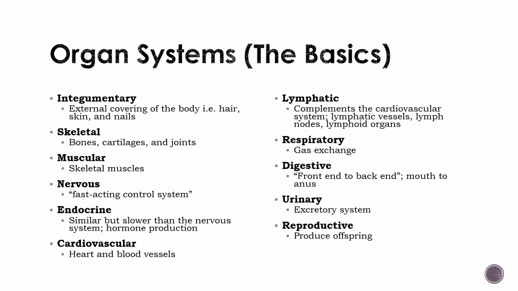The lymphatic system. It complements the cardiovascular system, made up of lymphatic vessels, lymph nodes, and lymphoid organs. So lymphoid organs would be things like your spleen, your tonsils. Sometimes fluid leaks from the blood vessels into the tissue for a number of reasons, and the lymphatic system returns it. Things like lymph nodes and the lymphoid organs help to cleanse the blood and house white blood cells. So it is also part of your immune response.